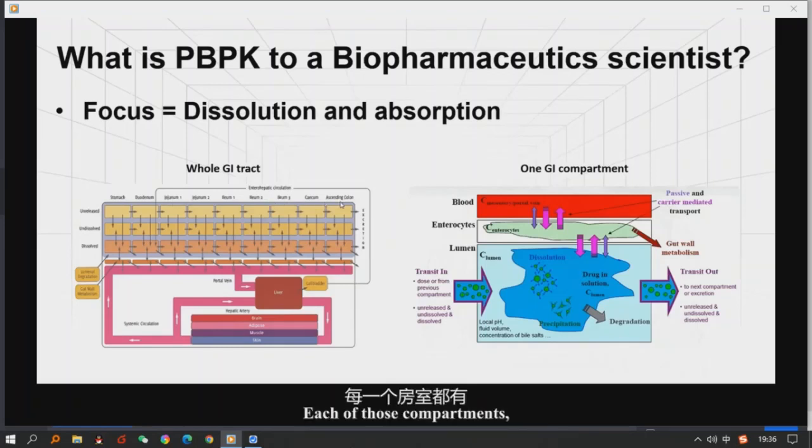And in each of those compartments, there are many processes occurring simultaneously. So we have transit into the compartment from the previous compartment. This could be dissolved or undissolved or unreleased material. Within that compartment, there is dissolution, precipitation, degradation, and then transit out of that compartment. There is also transfer or absorption of the compound into the enterocytes and also into the systemic circulation.